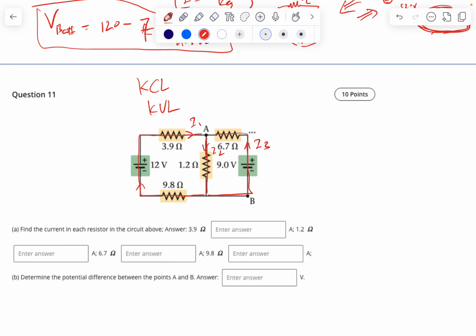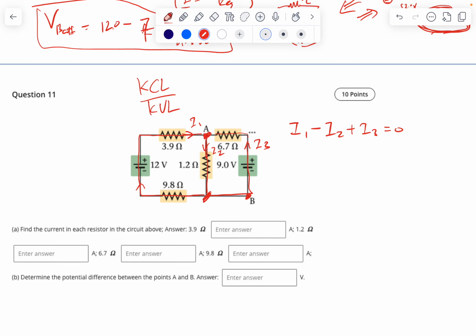Give a symbol, give direction. That's all. Then you use KVL, KCL. This junction is actually the same as here, right? So you only have 2 junctions, and you only have 1 KCL function. KCL tells you the net current through a junction is 0. Let's make in positive, out negative, in positive, equal to 0.